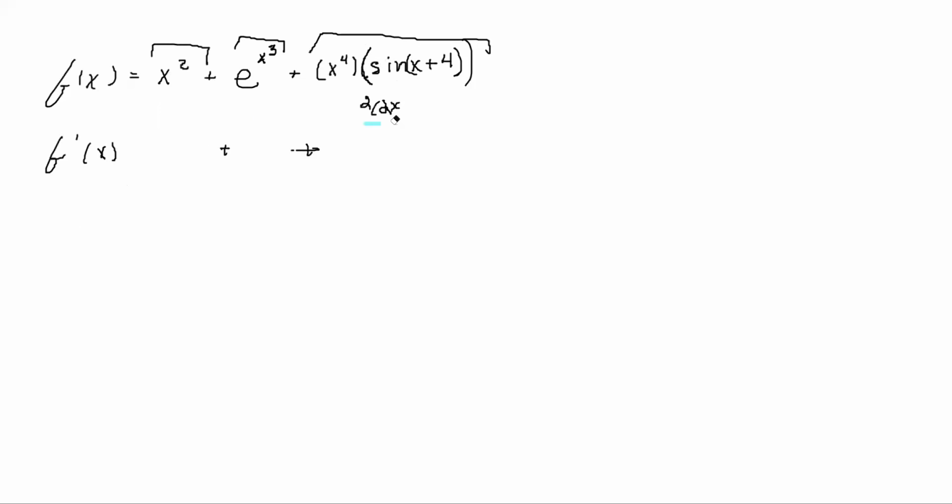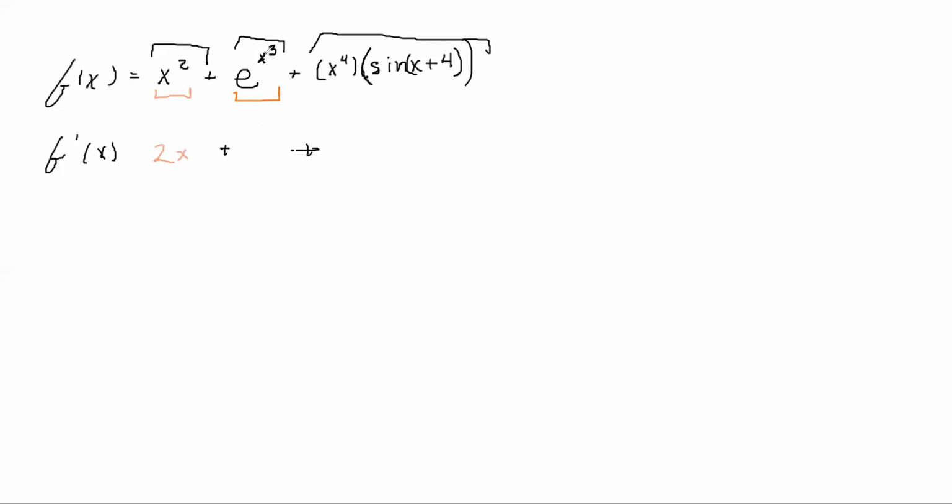Do you want to start with the easiest one first? Which is going to be this one. So this is just take the derivative of x squared, which is going to be 2x. What about this next one? E to the x cubed. What rule are we going to use here?